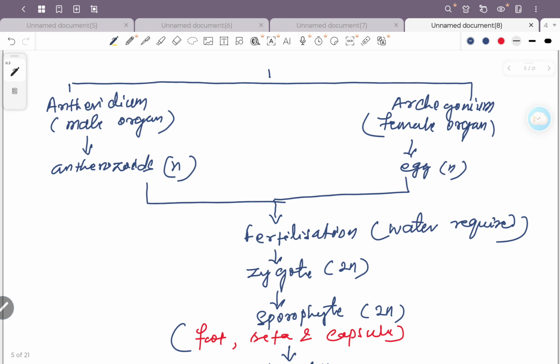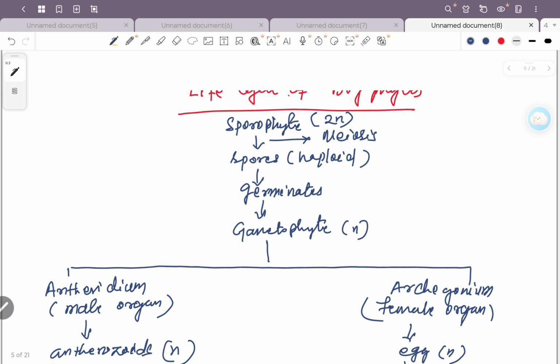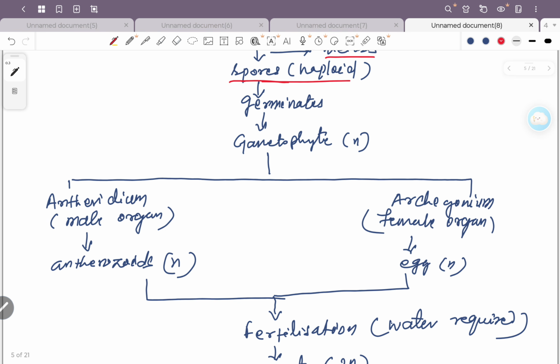Let me repeat. Already I have shown you with the help of the diagram. तो देखो इसके लाइफ साइकिल में क्या होता है, there are 2 phases, और ये 2 फेज alternate होता है. जैसे स्पोरोफाइट सेक्सुअल रिप्रोडक्शन से गैमेटोफाइट बनता है और गैमेटोफाइट सेक्सुअल रिप्रोडक्शन से स्पोरोफाइट बनता है, and this is called alternation of generation. In this life cycle, first the sporophyte is 2N diploid. It undergoes meiosis and produces the haploid spores, and each haploid spore germinates into a gametophyte.